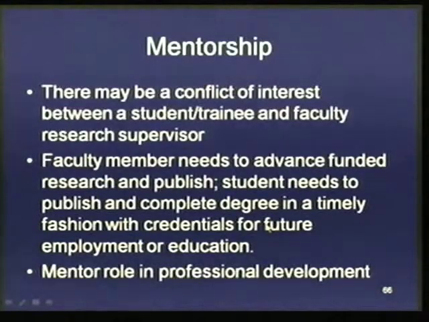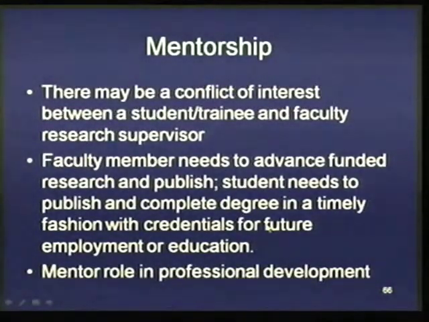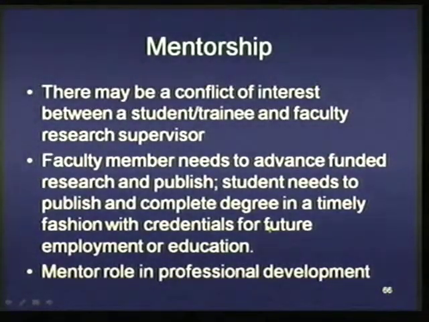And hopefully the advisor is there not only to train the student in the scientific technology, but also to mentor them in their professional advancement.